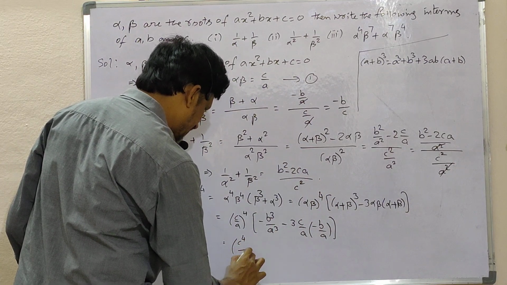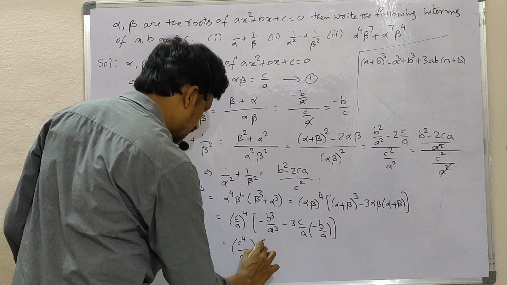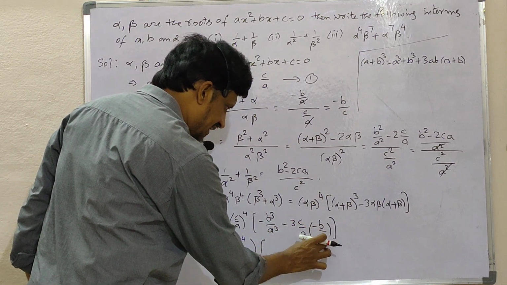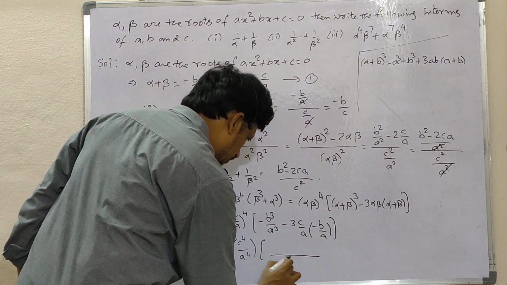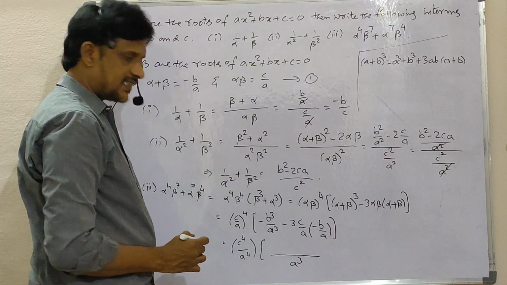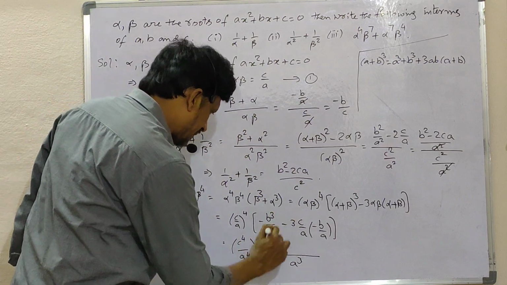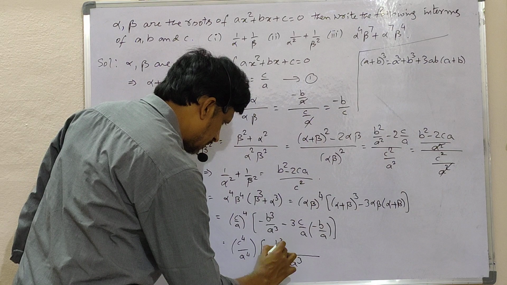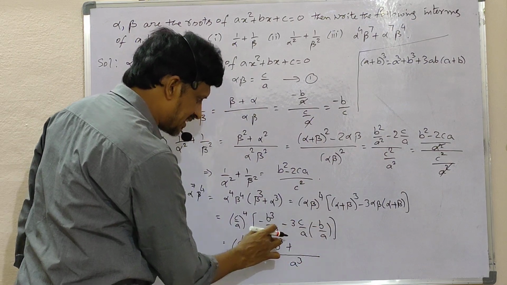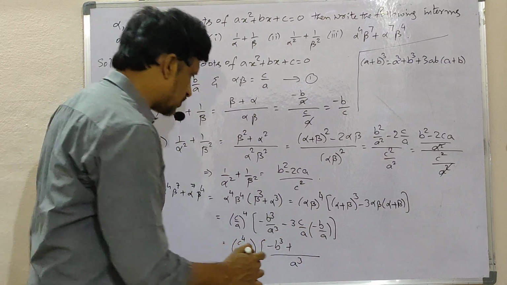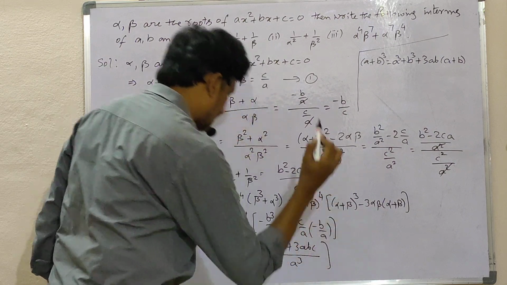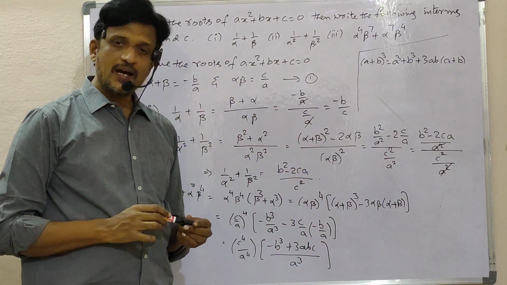So this is c power 4 by a power 4 into, this will be plus, the denominator is a square, here it is a cube, so the LCM will be a cube. So then minus b cube. This is minus of minus, plus, 3bc is there, since a cube is the LCM, we should multiply with another a, so this will be plus 3abc. So that is the required result.